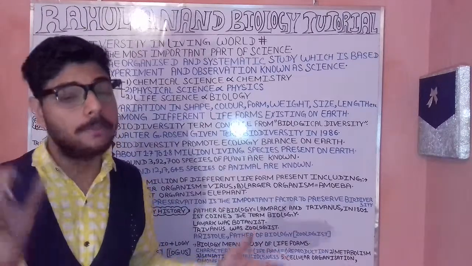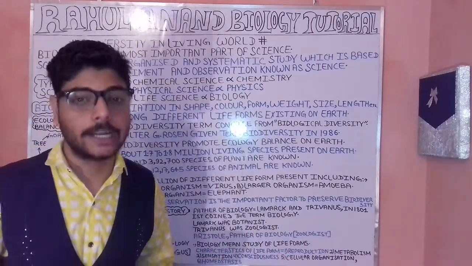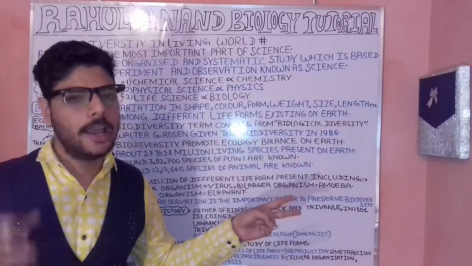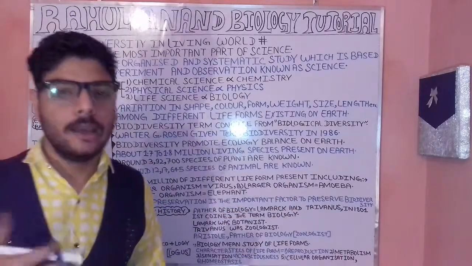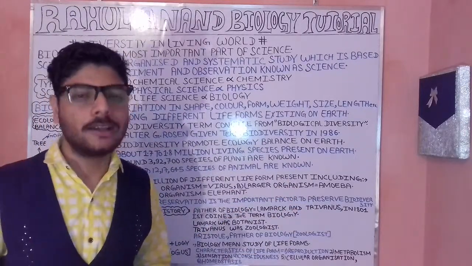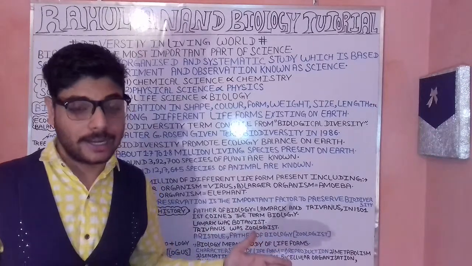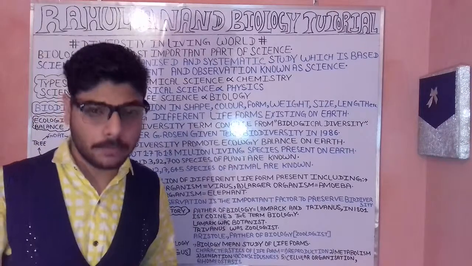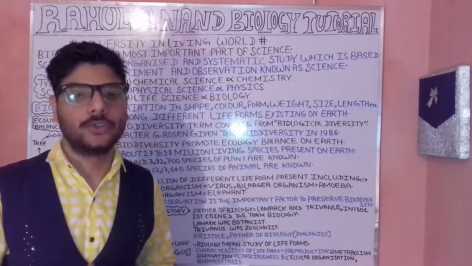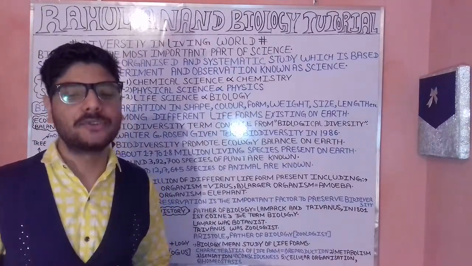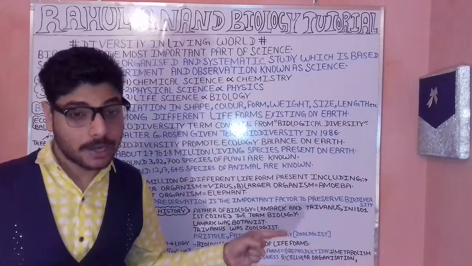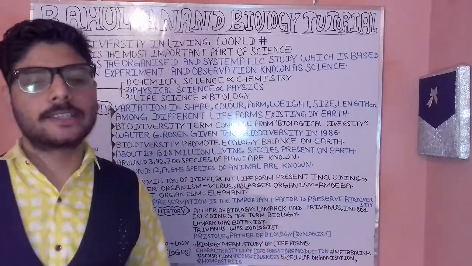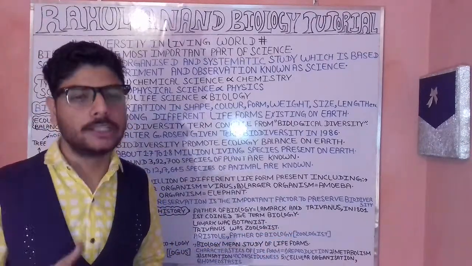The kingdom is divided into two broad categories: the plant kingdom and the animal kingdom. The detailed study of the plant kingdom comes under the branch of science called botany. The branch of science dealing with the study of animals comes under zoology.